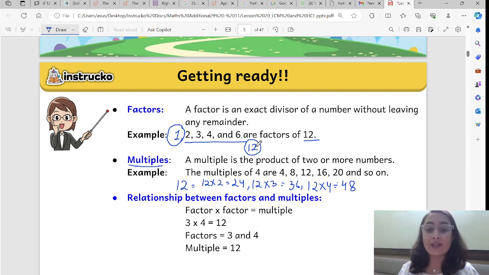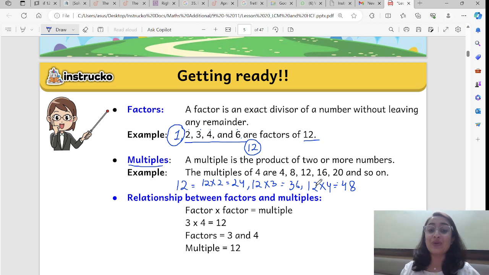Okay, like in the case of 12, you can see 12 has a total of 6 factors: 1, 2, 3, 4, 6, and 12. But the number of multiples of any given number is infinite. You keep multiplying the number with different whole numbers and you will keep getting the multiples. So there is no end to the multiples.